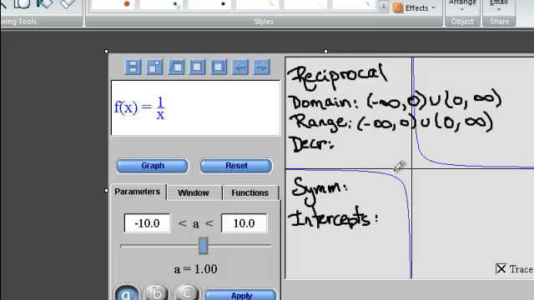Now, this is kind of a strange function when you look at increasing and decreasing. I'm moving from left to right. Tell me what I'm doing. I'm going down. Yep, I'm going down. So it's decreasing from negative infinity all the way up to 0.